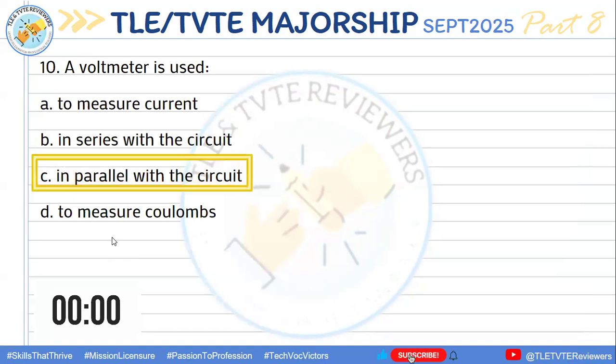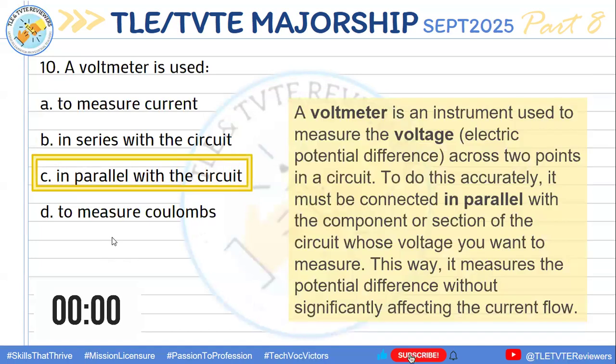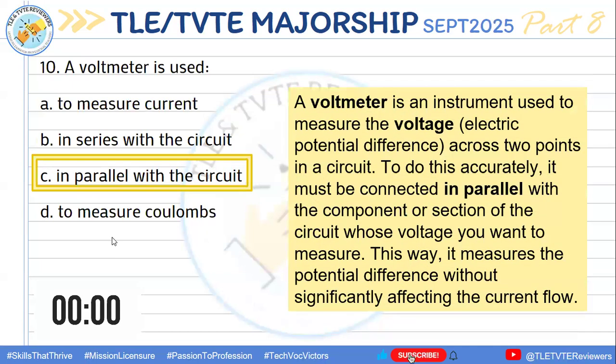Answer letter C, in parallel with the circuit. A voltmeter is an instrument used to measure the voltage or electric potential difference across 2 points in a circuit. To do this accurately, it must be connected in parallel with the component or section of the circuit whose voltage you want to measure. This way, it measures the potential difference without significantly affecting the current flow.